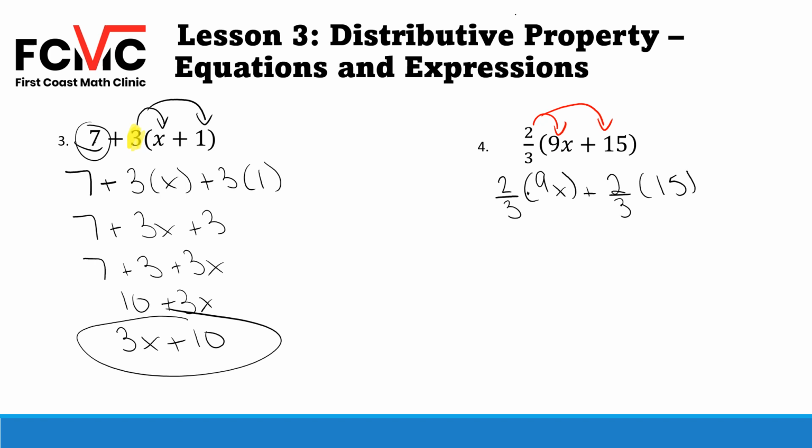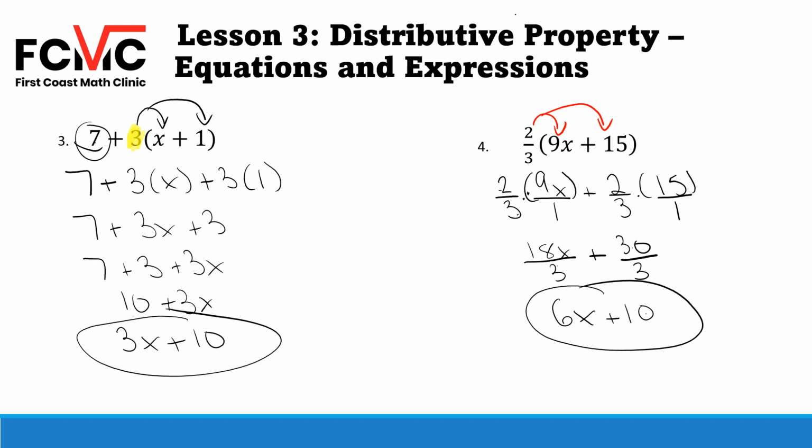And I'm multiplying by fractions here. So to make this easier, let's make the 9x a fraction by putting it over 1. Let's make the 15 a fraction by putting it over 1. And let's just multiply straight across. Remember, when we multiply our fractions, we can multiply just straight across, numerator times numerator, denominator times denominator. And we're going to get 18x over 3 plus 30 over 3. Now we can divide. 18 divided by 3 is 6x, plus 30 divided by 3 is 10. So our answer is going to be 6x plus 10.